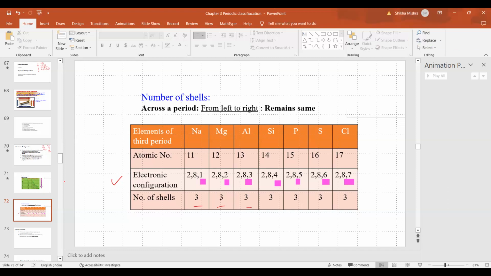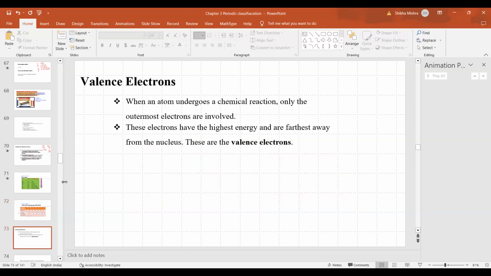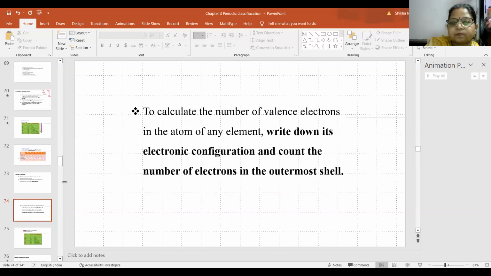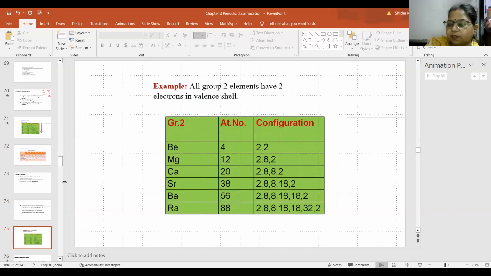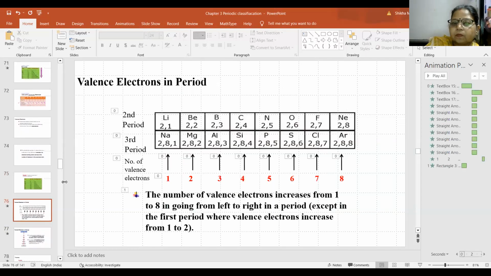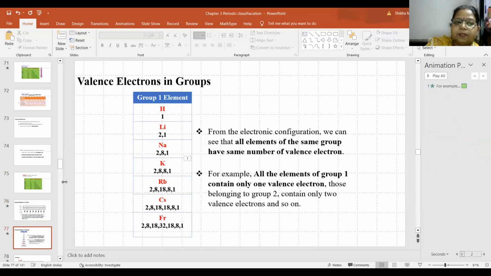Yes, ma'am. Valence electron, we should not spend much of the time on it. Valence electron, that should be clear. They have 2 electrons. And then valence electrons are increasing, right? This is another way of saying the earlier property.